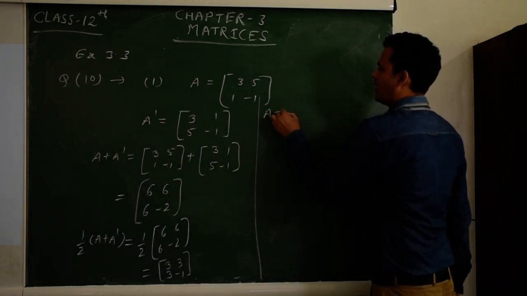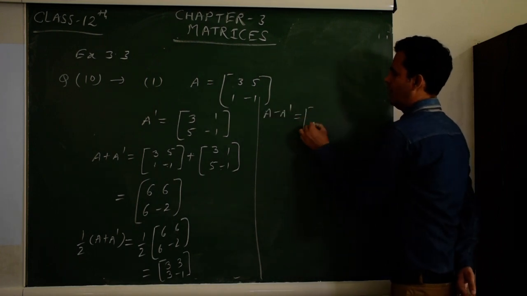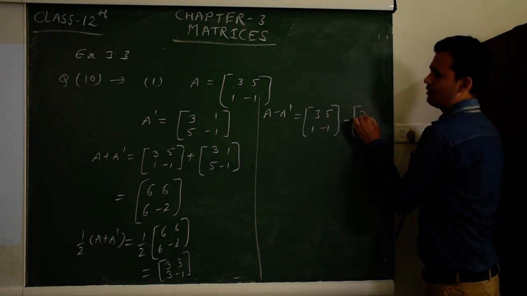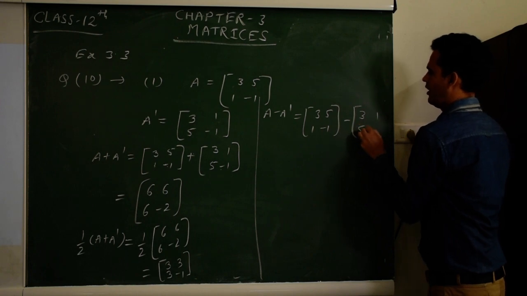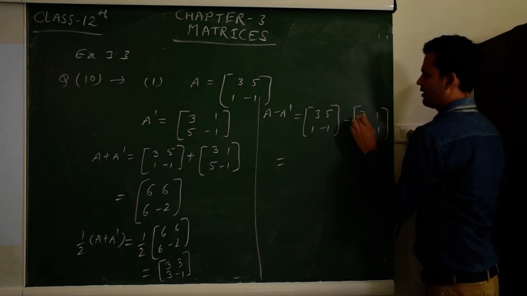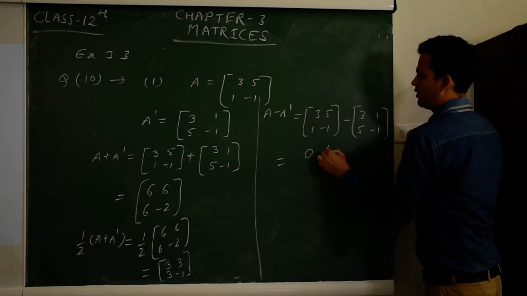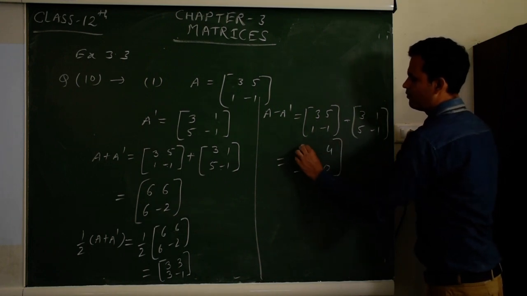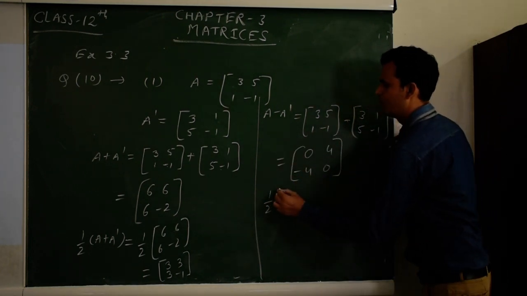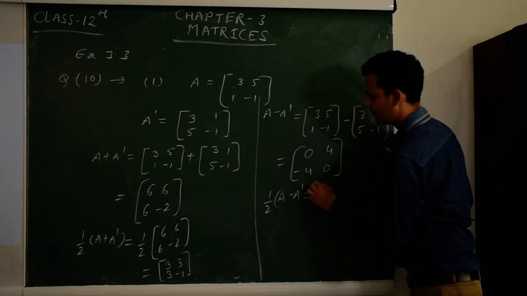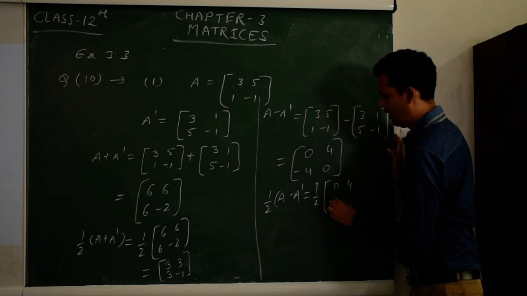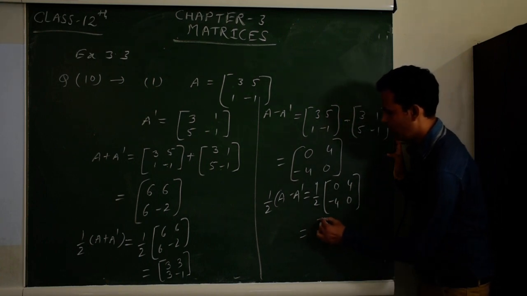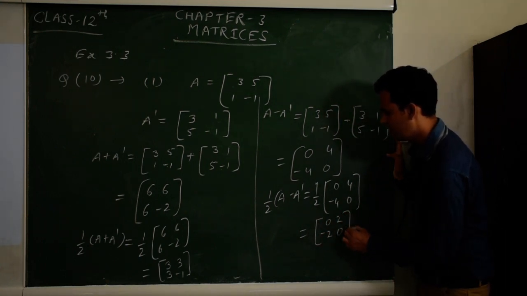Now we find A minus A dash. [3, 5; 1, -1] minus [3, 1; 5, -1]. So 3 minus 3 is 0, 5 minus 1 is 4, 1 minus 5 is -4, and -1 minus -1, that is plus 1, is 0. Now 1 by 2 of A minus A dash is 1 by 2 of [0, 4; -4, 0]. If we divide by 2, we get [0, 2; -2, 0].